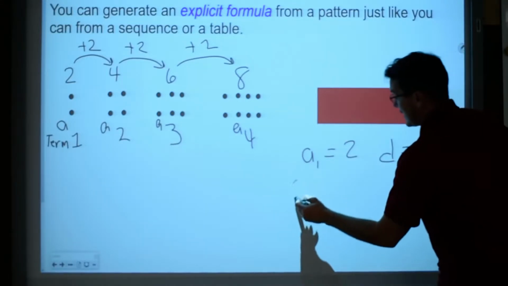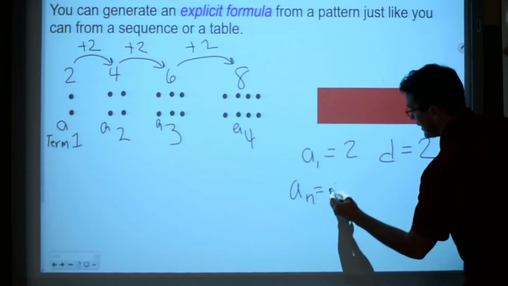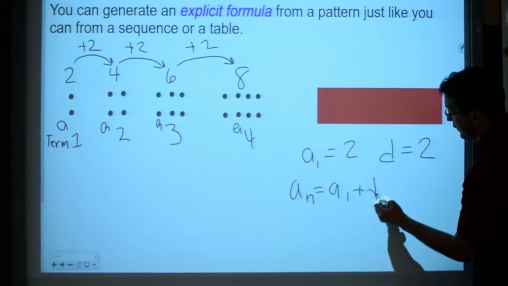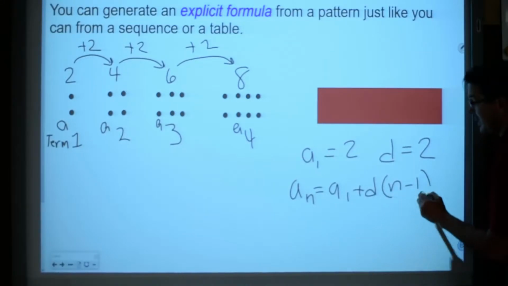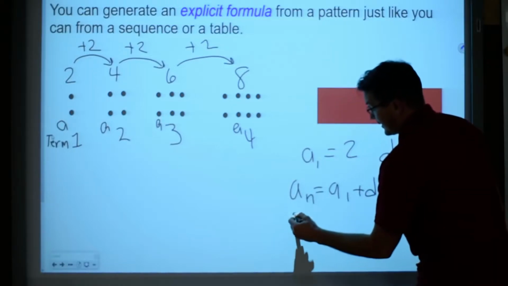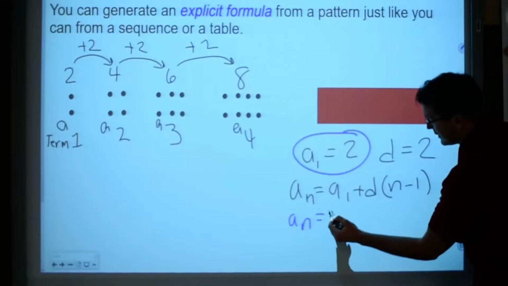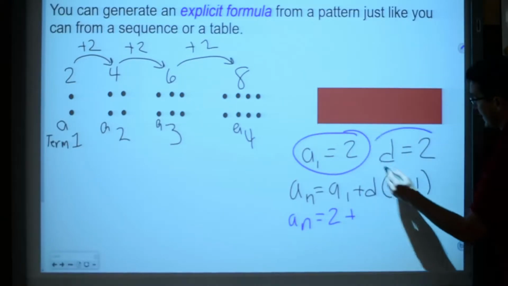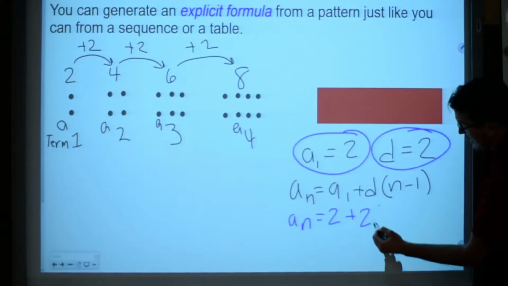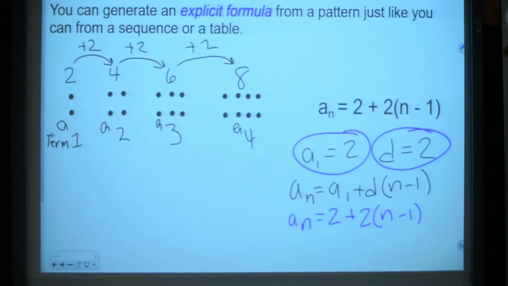And arithmetic is a sub n equals a sub 1 plus the difference times n minus 1. So to write the explicit formula, all I'm going to do is add the first term, which we said was 2, plus the difference, which we said was another 2, times n minus 1. Woo! 2 plus 2 times n minus 1.